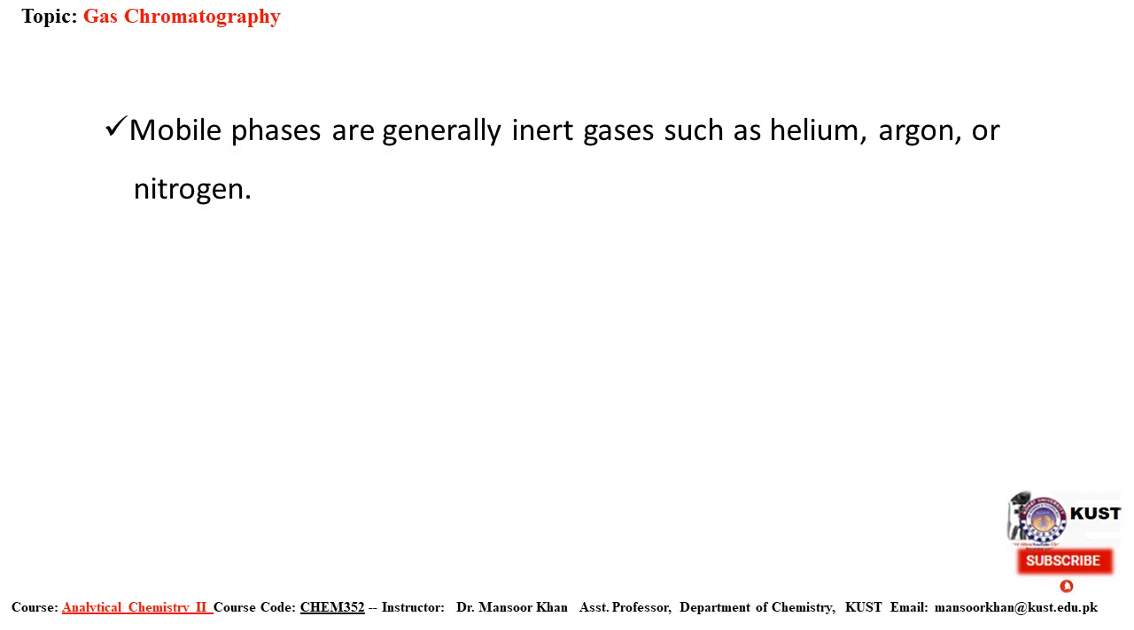Now, what is a mobile phase in gas chromatography? In gas chromatography, the mobile phases are gases and are generally inert in nature, like helium, argon, or nitrogen. So helium, argon, and nitrogen are largely used as a carrier gas in gas chromatography.